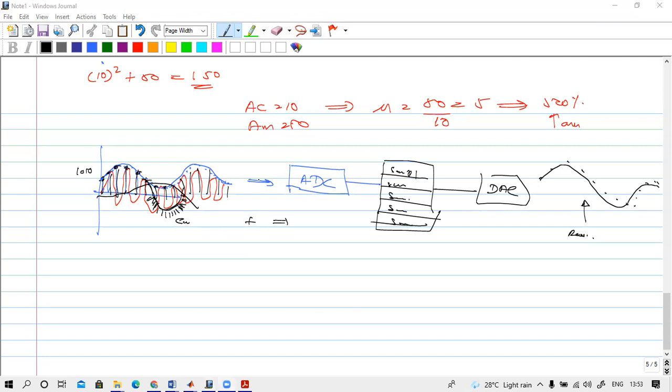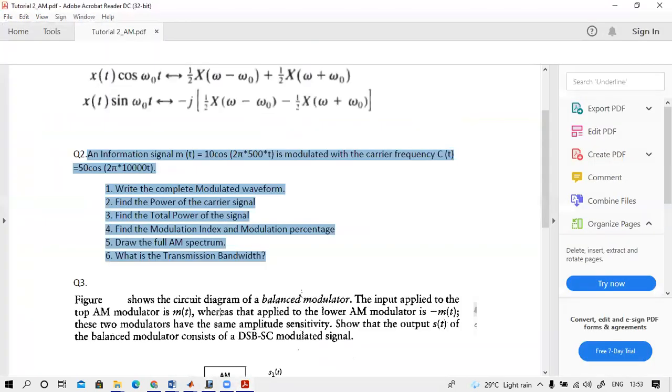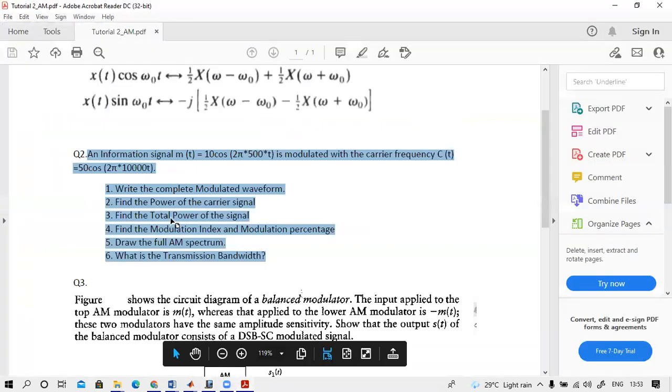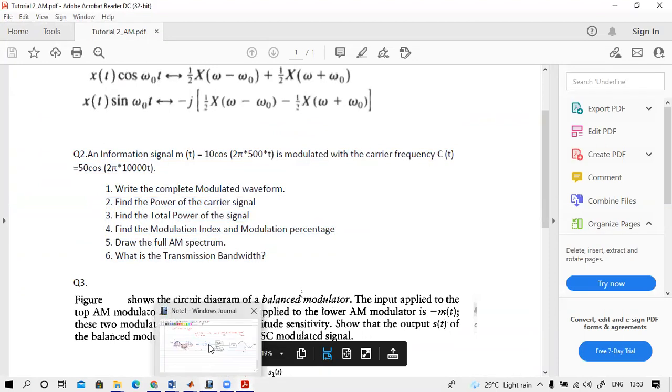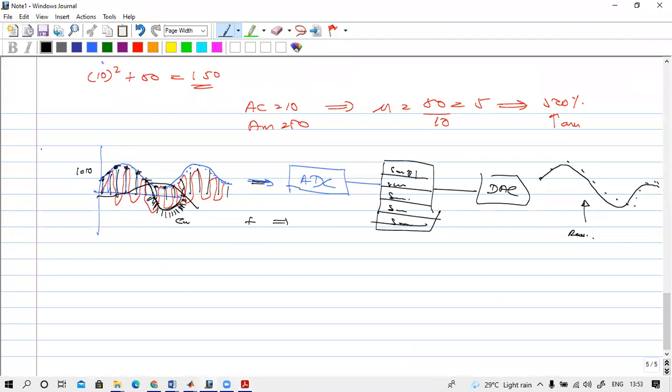So this is the concept of modulation. I think you get the idea, and I think we have to find this one. So the total power also you have to find.